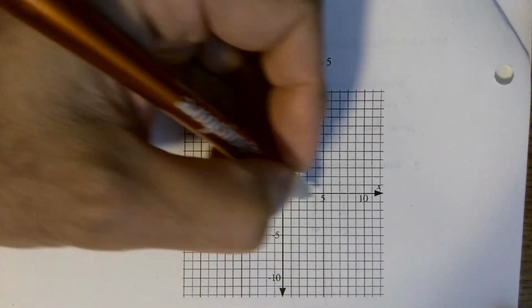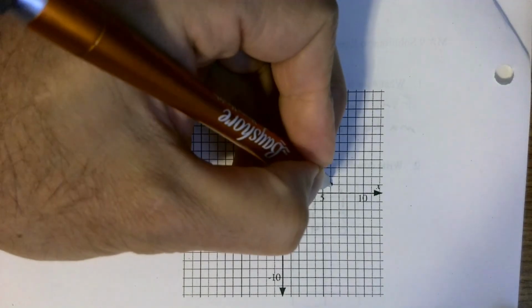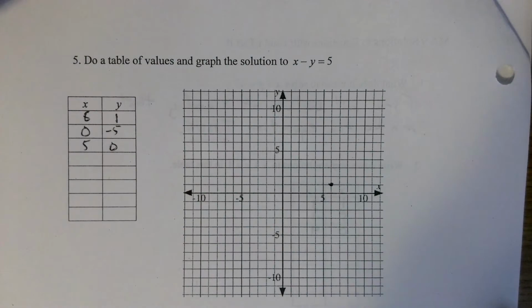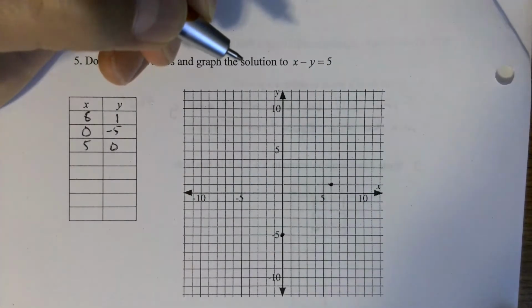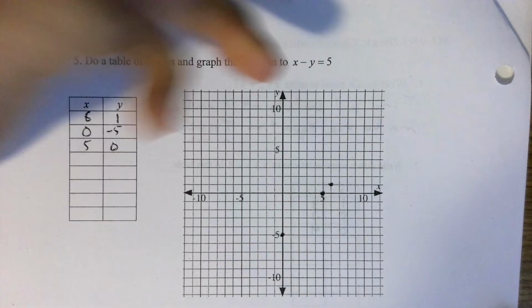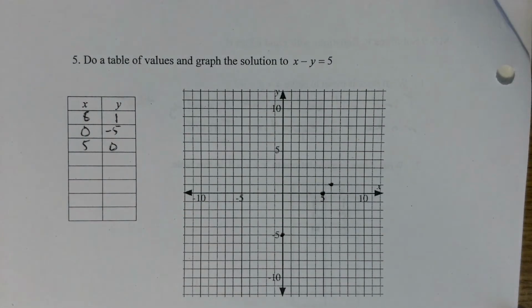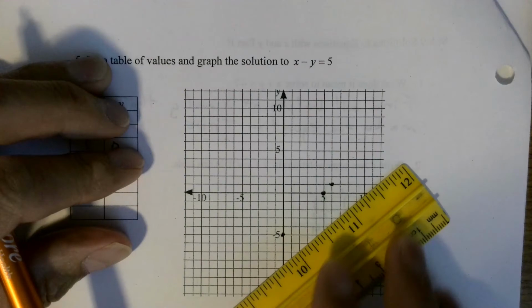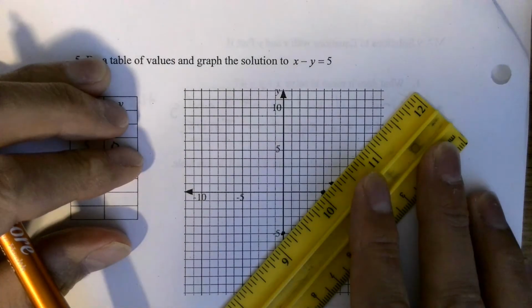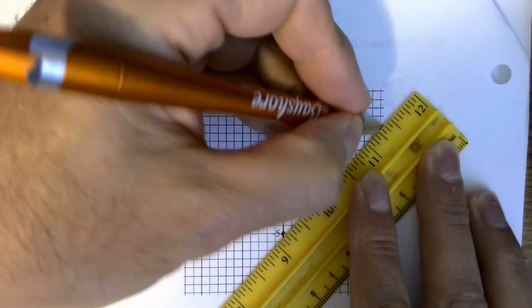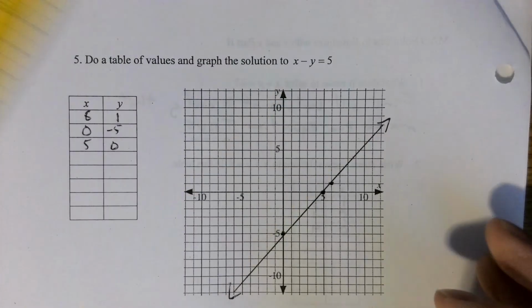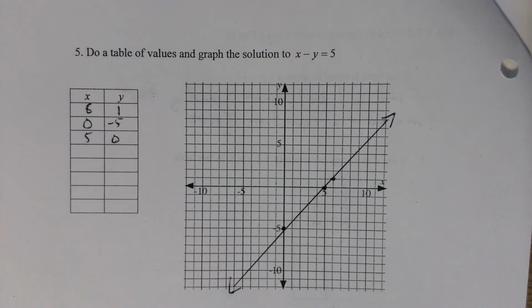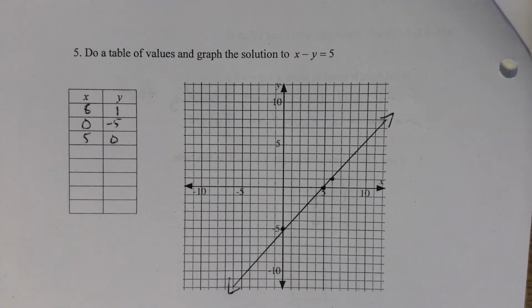So I've got the point 6, 1 is there. 0, negative 5 is there. And 5, 0 is there. And again, our points are in a straight line, so we can fill in the rest of the infinite solutions by drawing this straight line and putting arrows on the end. And again, all of the points on that line will make the equation x minus y equals 5 true. So they're all solutions to that equation.